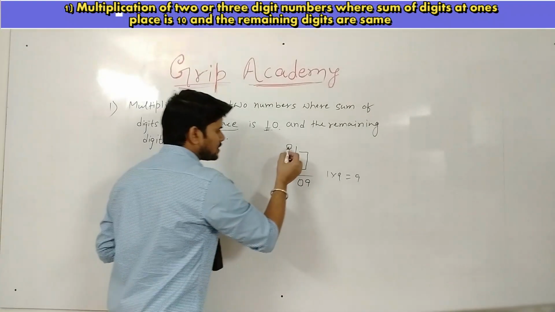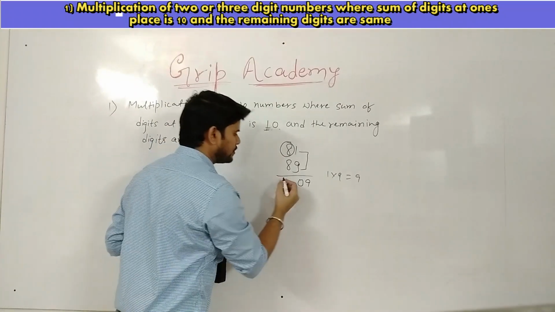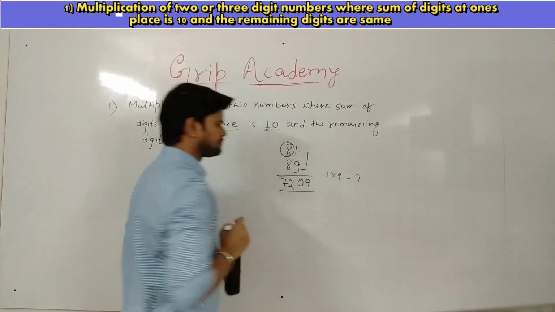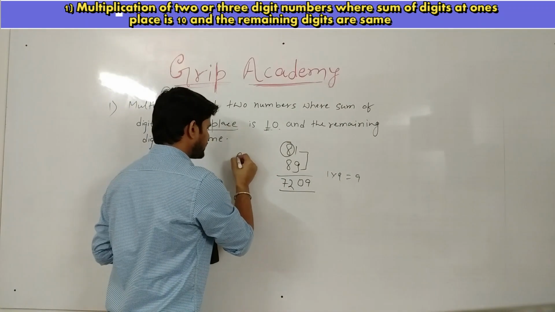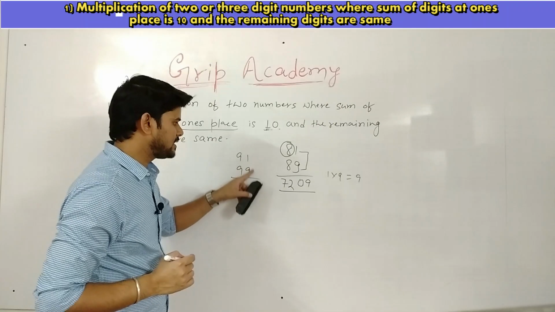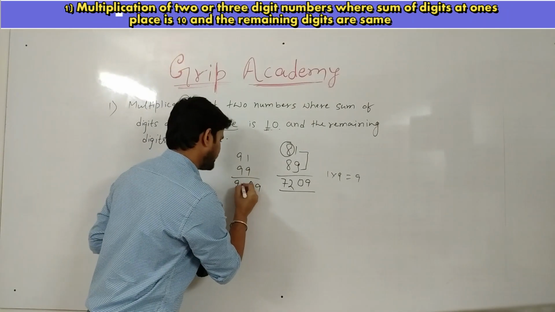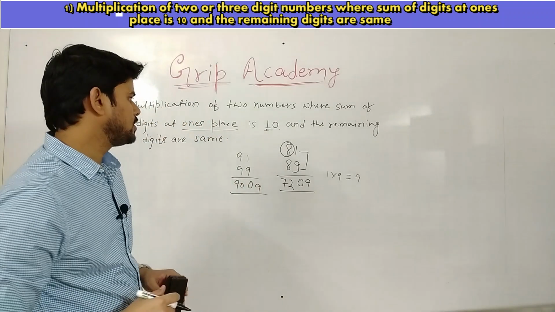Okay. Now the next digit here is 8. So 8 will become 9 and 9 into 8 is 72. Take another example like 91 and 99. So 9 into 1 is how much? 9. So we'll write here 09 and 9 will become 10. 10 into 9 is how much? 90. So this is your answer.